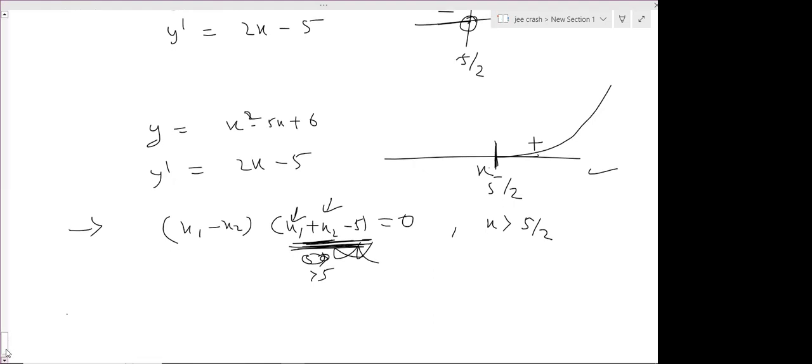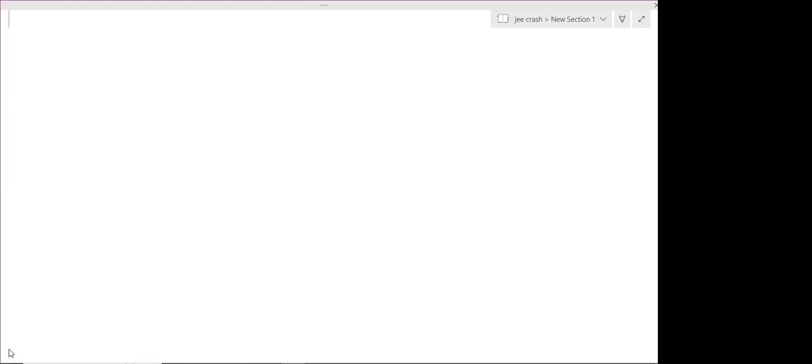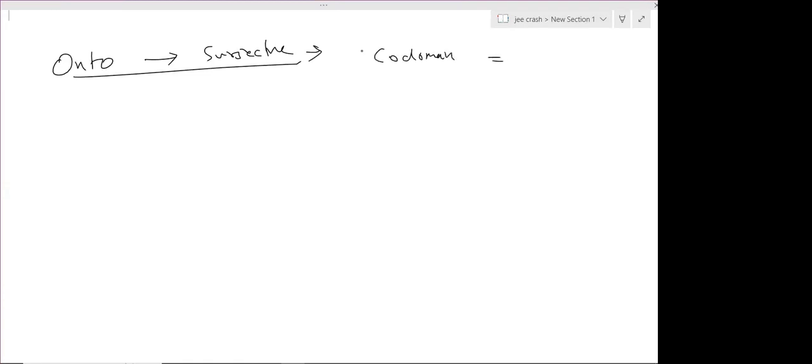I hope one-one function is clear. Next is onto, and this is called surjective. What you have to check is that codomain must be equal to range. And one-one and onto is called bijective. Alright, write down one question.